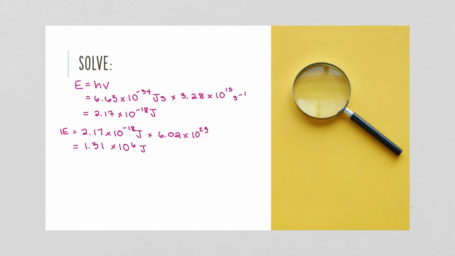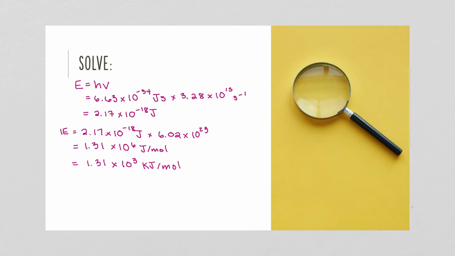joules per mole. But remember, we need to convert that to kilojoules per mole. So we'll divide by 1,000. So it's equal to 1.31 times 10 to the power of 3 kilojoules per mole.